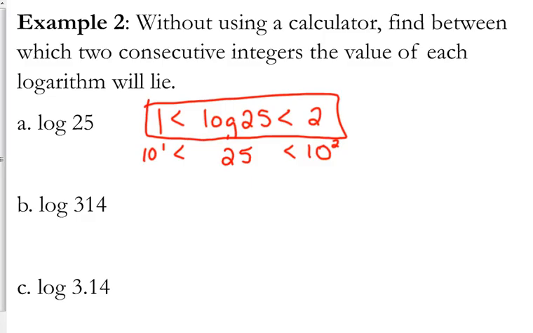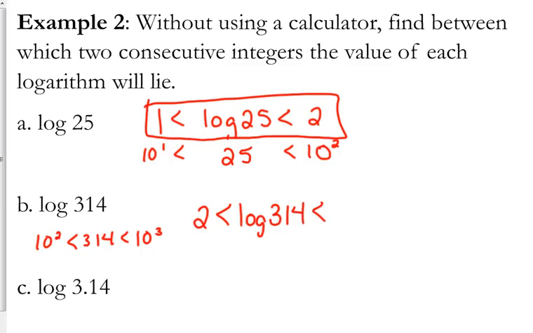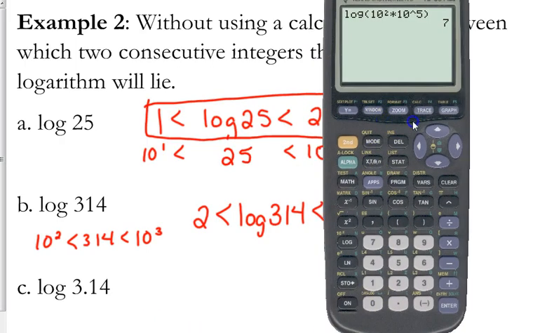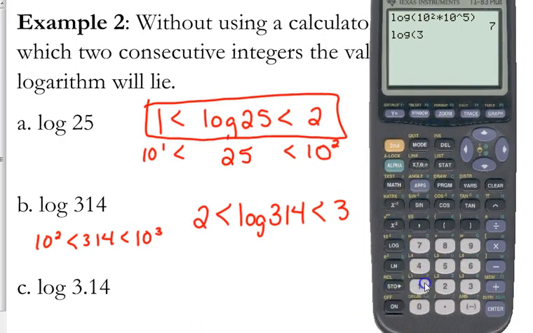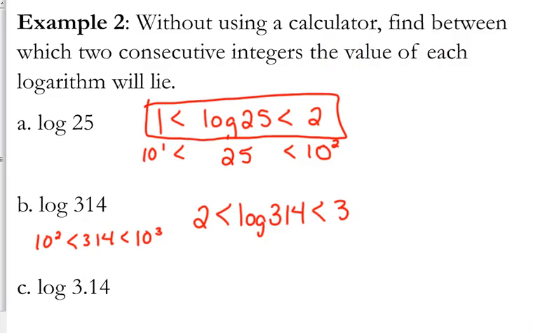The log of 314. Let's figure out between what two powers of 10 that lies. Well, 10 squared is 100. 10 cubed is 1,000, so that must mean that the log of 314 is between 2 and 3. And I can find out exactly what it is just to check that. The log of 314 is 2.4969, and it keeps going. That is between 2 and 3.